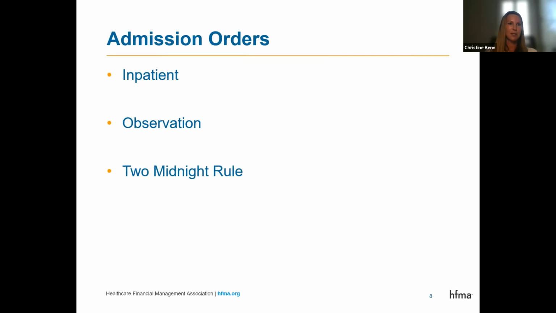So the next thing we're going to talk about are the admission orders. So the physician's decision on whether a patient should be admitted as an inpatient or become an outpatient requires medical judgments based on the patient's medical history, current medical records, and the risk of something adverse happening to the patient. Medical documentation must support the level of care, so whether it's going to be outpatient, observation, or inpatient.